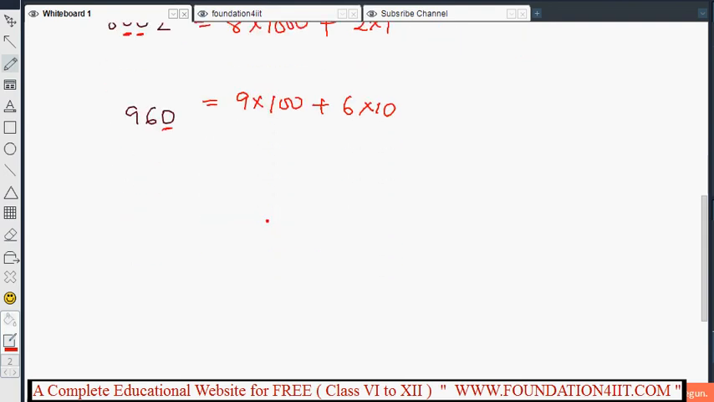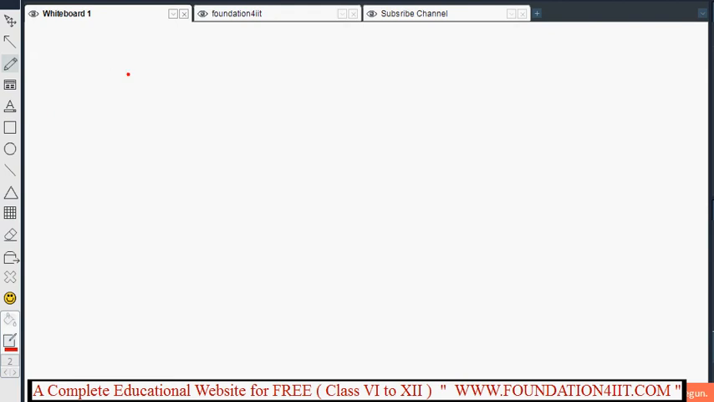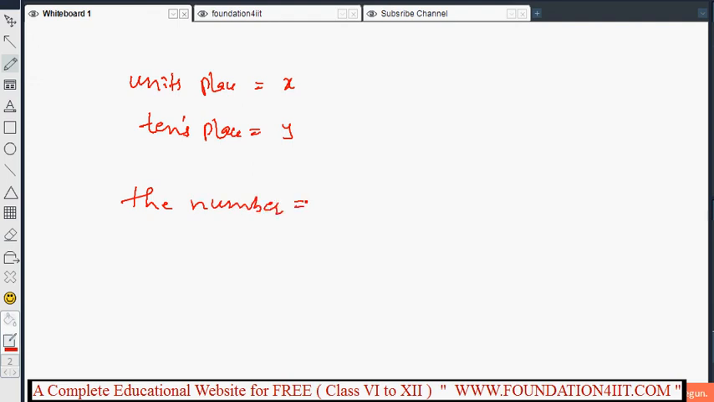Now apart from numbers, if variables are given, for example, the units place is x and the value of the tens place is y. For this particular number we should not write xy. If you write xy or yx, that is wrong, because xy is nothing but x into y. So units place is x into 1 and y is in the tens place, so 10 into y. If you simplify, 10y plus x is the particular number with these given values.